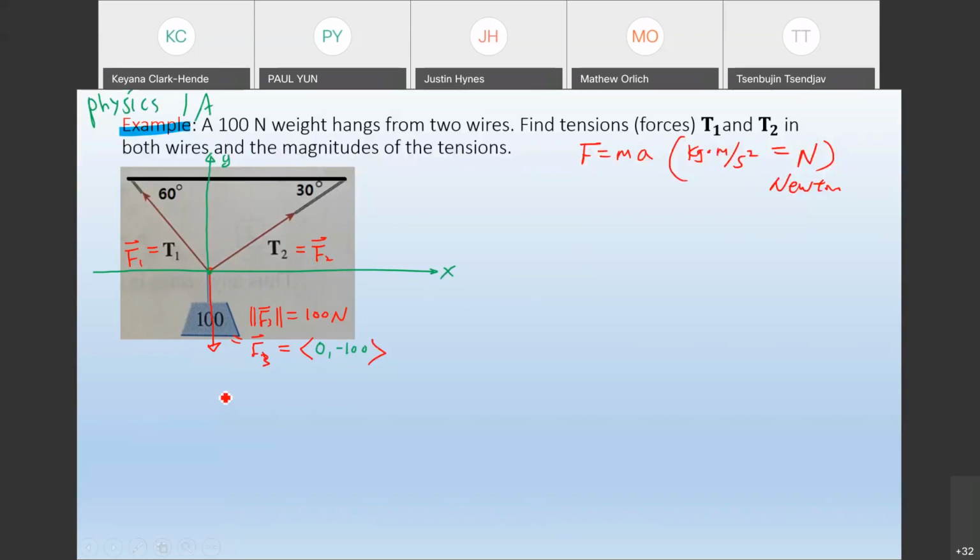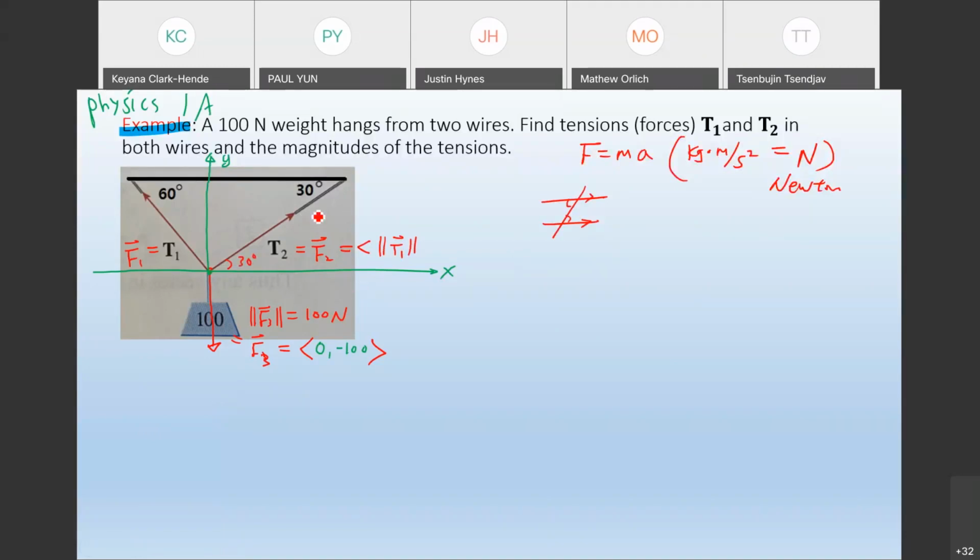So let's find out what F1 and F2 are. For F2, what is the x component? First of all, the magnitude of T1. And what is this angle here? When two lines are parallel, alternate interior angles are the same, right? So this is 30 degrees, isn't it?